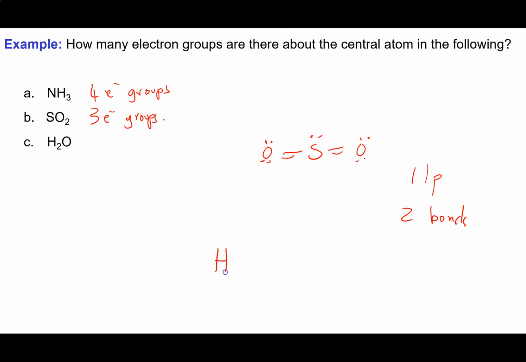If I draw the Lewis structure for the water molecule, I end up with a structure like so. It's got 2 lone pairs, and there are 2 bonds there, 1, 2. So it has a total of 4 electron groups.